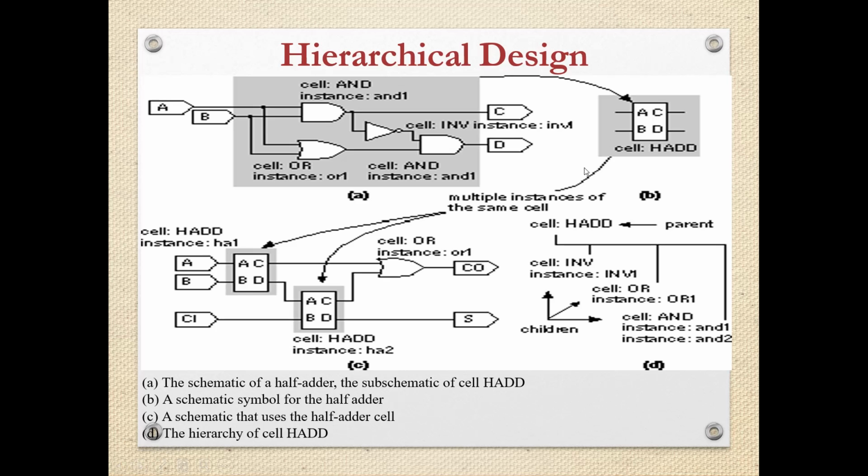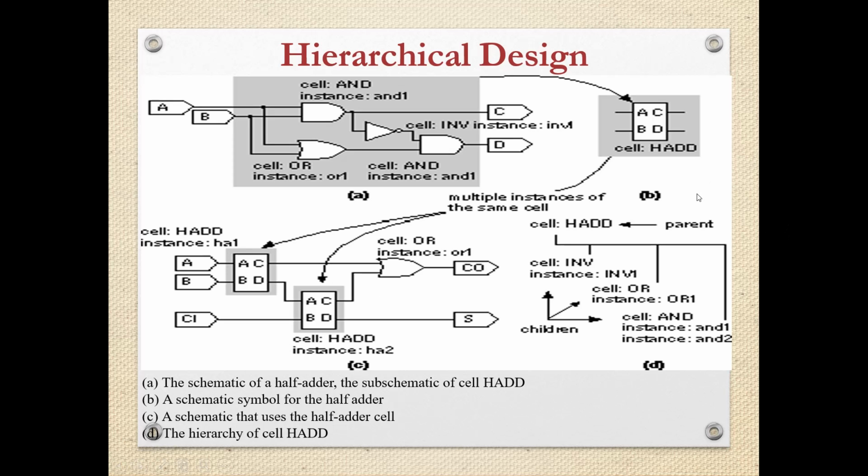And further, if we go for another circuit, which is a full adder circuit and which requires two such cells, then you can see the cell name is HADD, that is half adder, and the instance name for this particular block will be HA1 because this is the first half adder, and for the next half adder the instance name is HA2, and then they are combined and one full adder circuit is obtained.